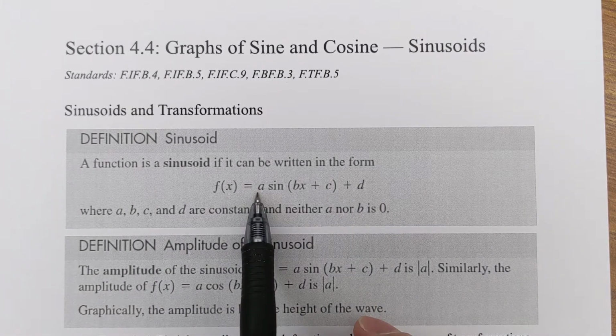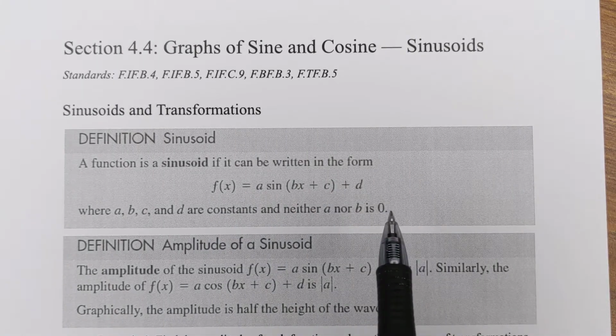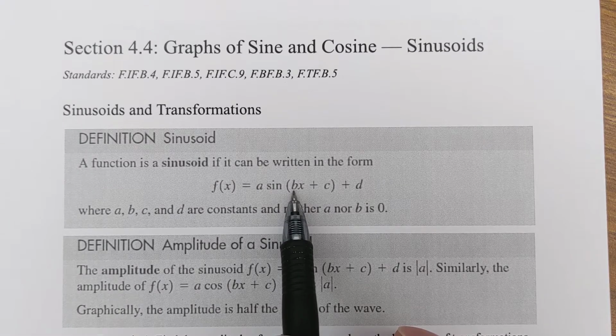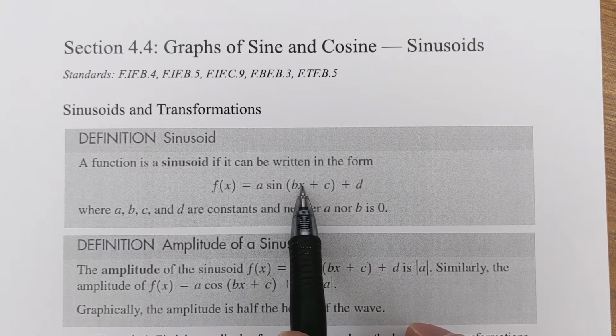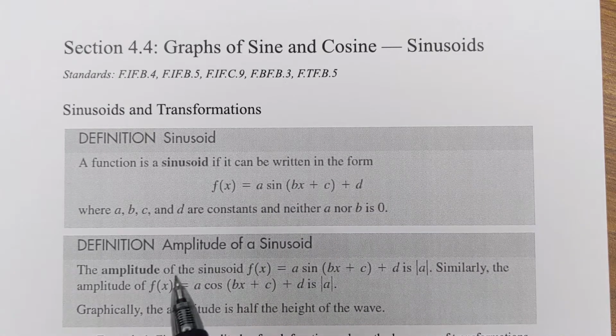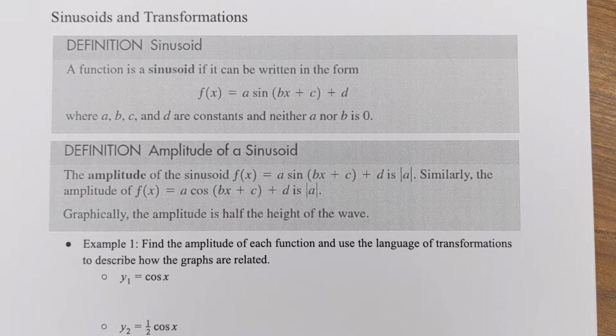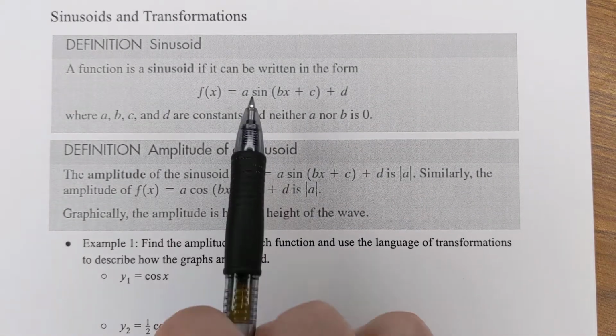Now, if a is 0, you just get f of x equals d, which is a straight horizontal line. If b is 0, you also lose the x value, so you also get a straight horizontal line. They're called sinusoids because they're based off the sine function.